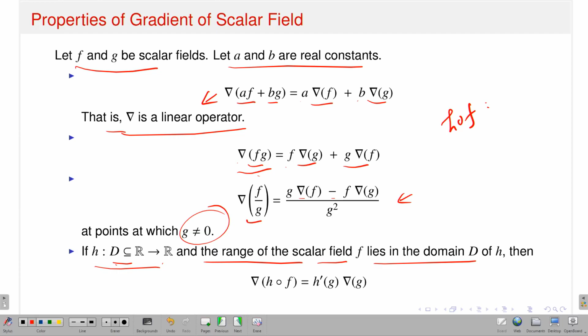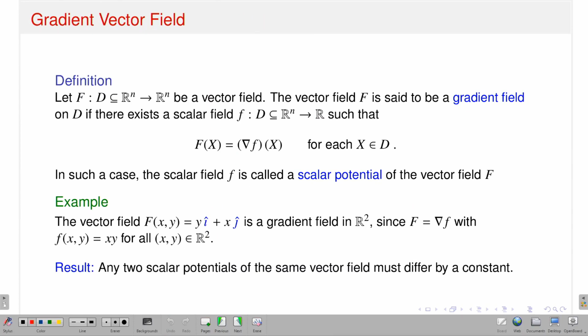So, if h is a map from D, a subset of R, to R, and the range of the scalar field f lies in the domain D of h, then h composed with f makes sense. If I take the del operator, or gradient, of that, it is nothing but the derivative of h at the point g times the gradient of g. Of course, this is a scalar multiplication, because h prime of g is a scalar, since h is a map from R to R, times the gradient of g.